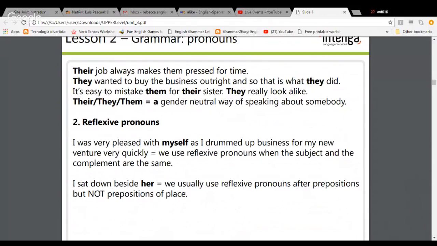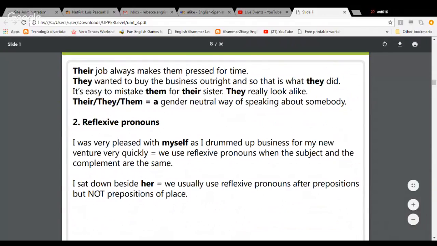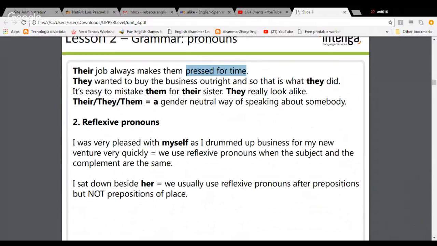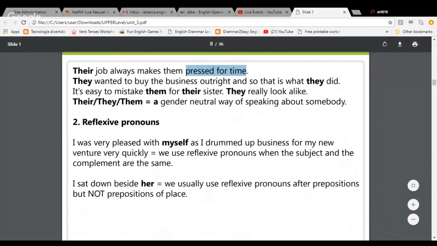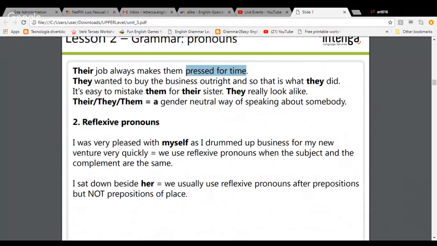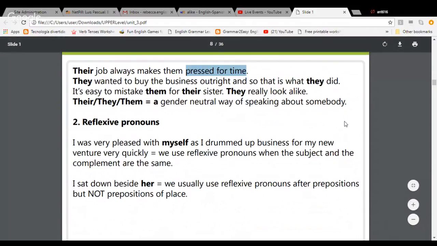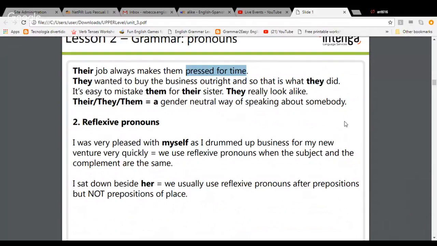Any questions or comments with this? No, thank you. No, but do you think you could explain what "pressed for time" means? Pressed for, where is it? In the first line here, pressed for time. Their job always makes them pressed for time. Maybe makes them busy or makes them harsh. I'm not sure. Okay, well, it basically means that they're in a hurry. Hurry, okay, yeah. Yep, they're in a hurry.